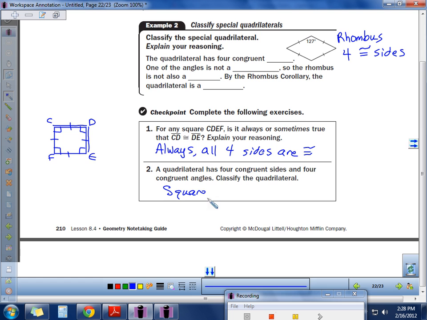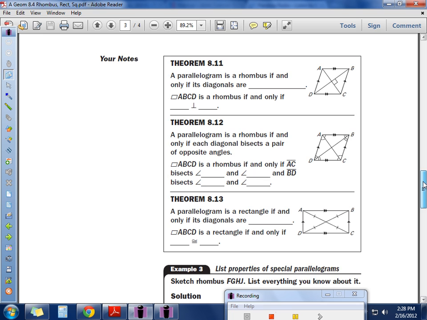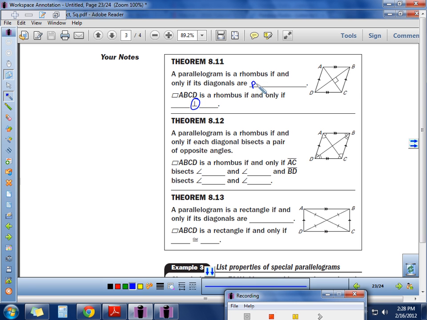Alright, look at the next page. This one has some more detailed properties. These properties are the ones that people miss most frequently. They're definitely more detailed, a little bit more challenging. First one says, a parallelogram is a rhombus if and only if its diagonals cross at an angle, then they are perpendicular. So this is the perpendicular symbol. Perpendicular. Right.